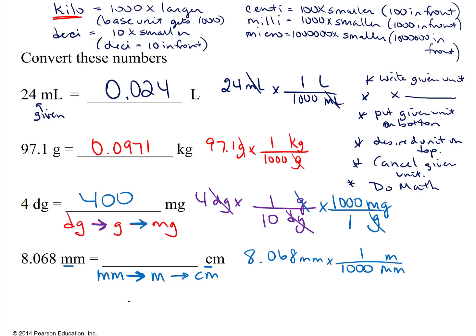Whenever you see milli, 1,000 will go in front of it. Whenever you see centi, 100 goes in front of it. Deci gets the 10, micro gets 1,000,000. It's just kilo that's the oddball. Milli and milli will cancel. So I've done the first step. Then I want to do this step.